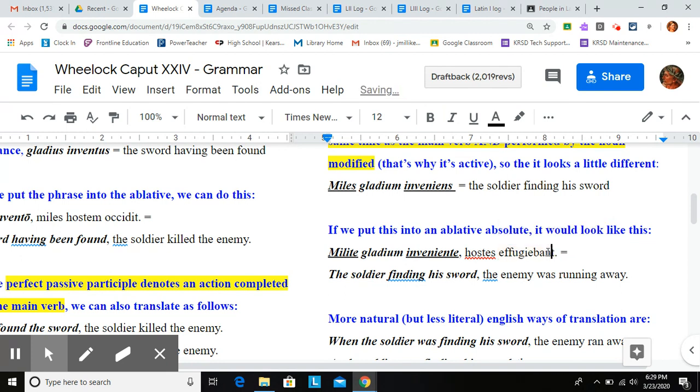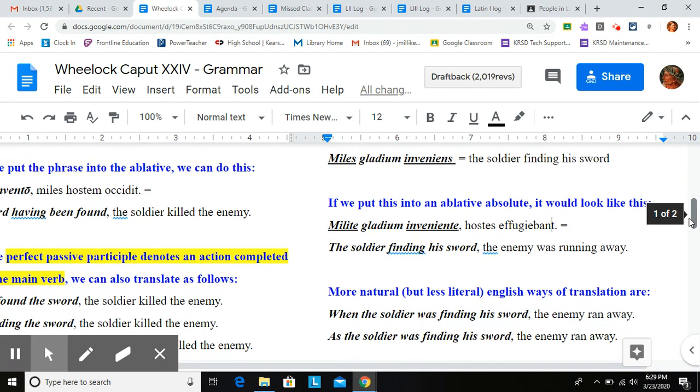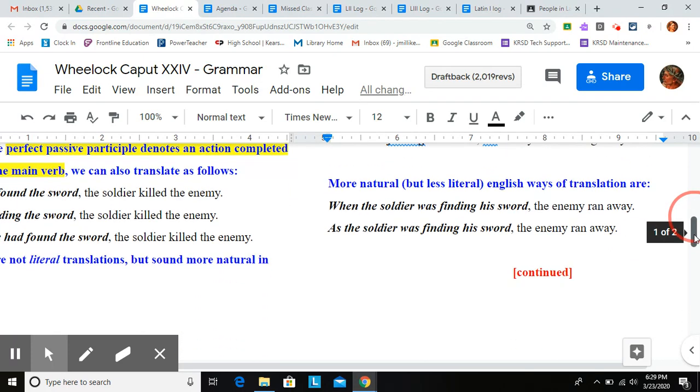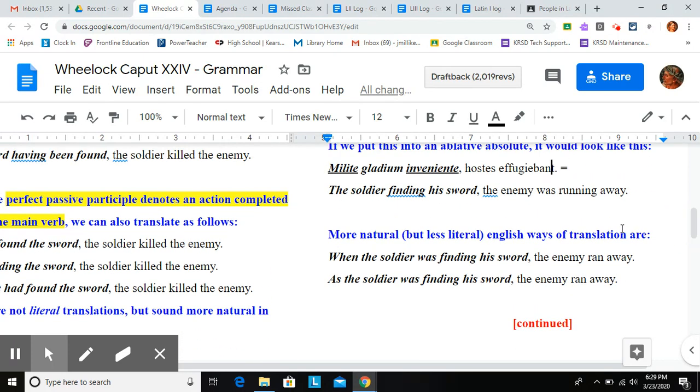Or actually, the enemy were fleeing. It should be plural in Latin. That means that at the same time as he's finding his sword, the enemy's running away. They probably see him finding the sword. They know they're in trouble and they take off. And again, in English, we normally wouldn't say the soldier finding his sword. We would say when the soldier was finding his sword, the enemy was running away. Or as the soldier was finding his sword, the enemy was running away.